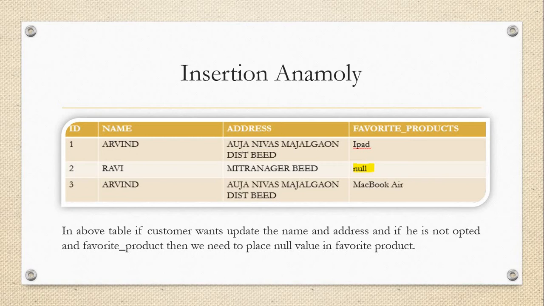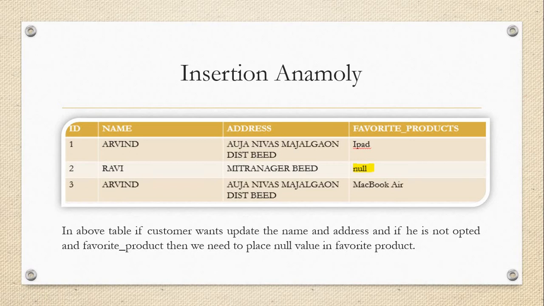For example, I love to use an iPad, I love to use a MacBook. For like that, I love to use an iPhone. So like that, we have different kinds of favorite products. So in that section, if a customer wants to update their name and address, and if he has not opted for any favorite product, that means right now he has not decided which is his favorite product, then we need to place a null value in favorite product.